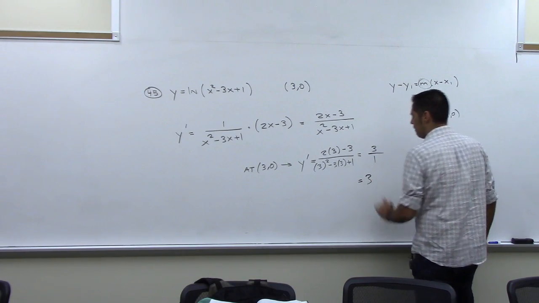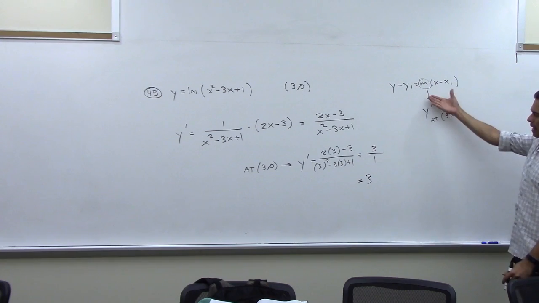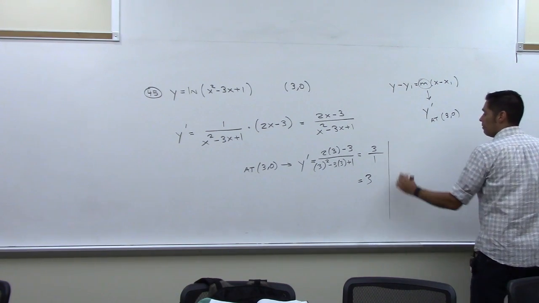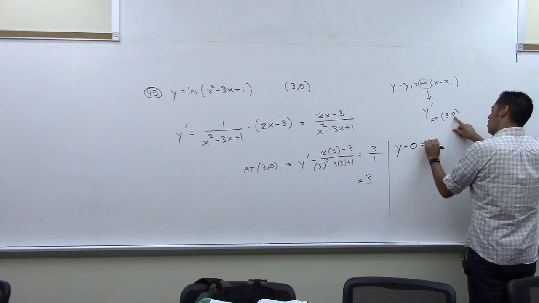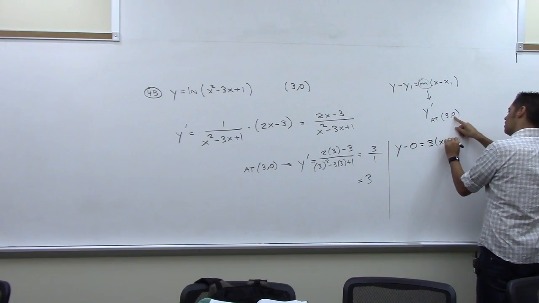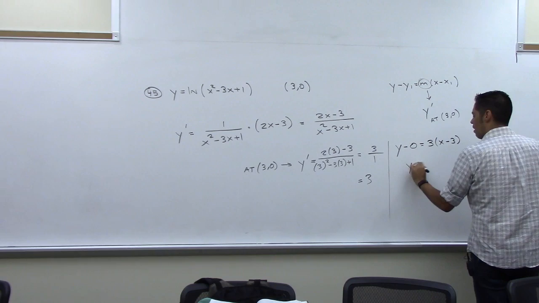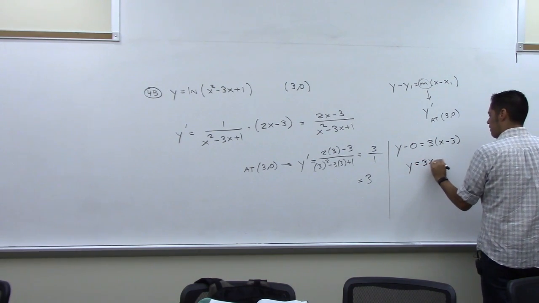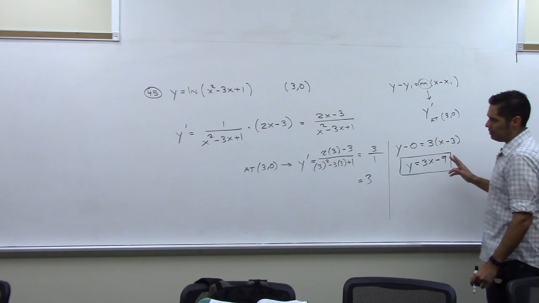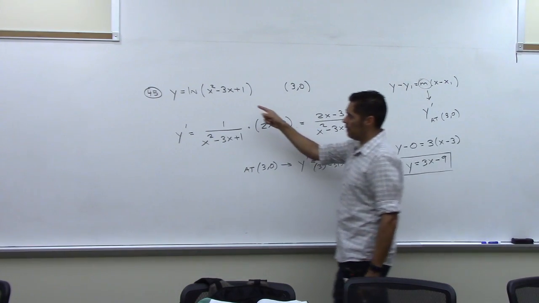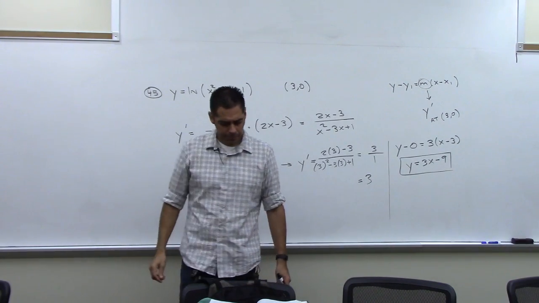So our slope is 3. So coming back over here to the equation of the tangent line, we get y minus 0 equals the slope 3 times x minus 3. And that means y equals 3x minus 9. So if I graph this line, it should be tangent to this curve at this point.